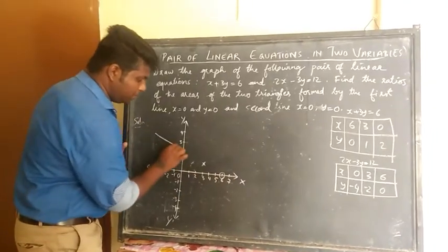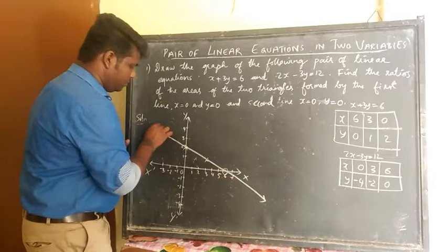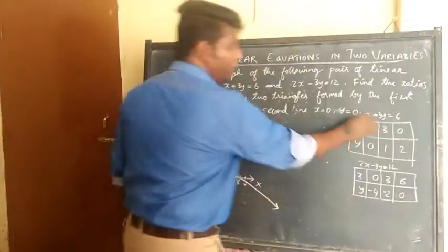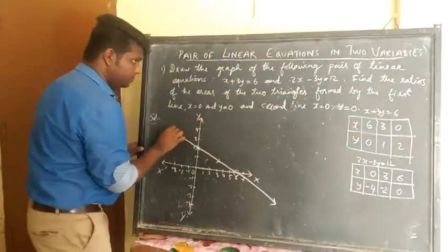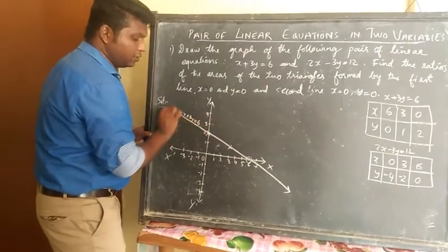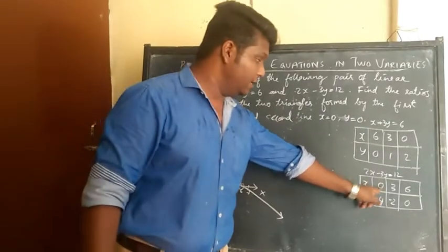So these three points together, you draw a line. And this line gives the solution of x plus 3y is equal to 6. x plus 3y is equal to 6. That is that line. Second line, we are going to the next line.